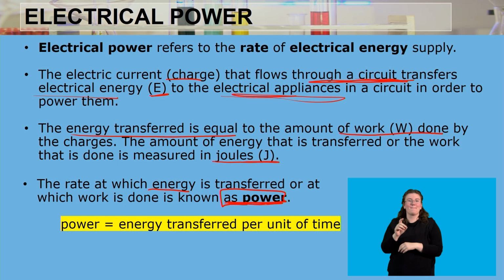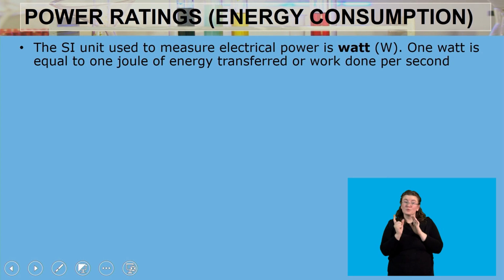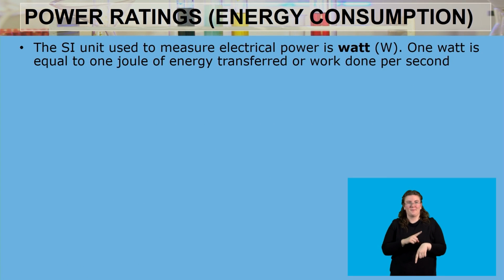So if you were to define power, you can simply say that it's the rate at which energy is transferred, or the rate at which work is done. Therefore, power is equal to the energy transferred per unit of time. Remember, the moment we talk about rate, that means we are measuring something over time, over a short period of time or over a long period of time. The most important thing is we are measuring over time. Then the SI unit used to measure electrical power is the watt, which is denoted by capital letter W.